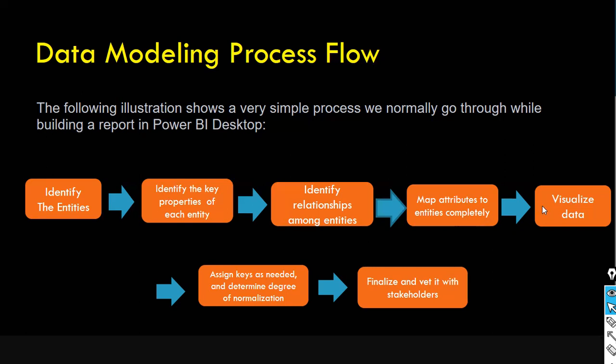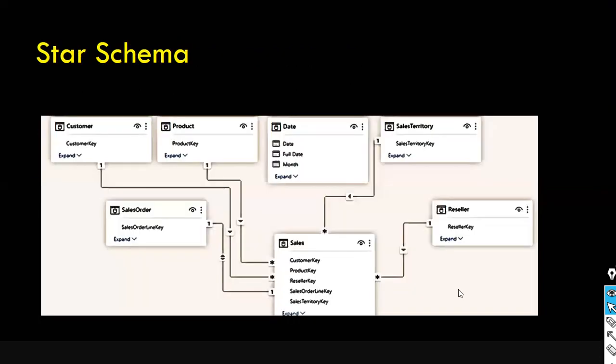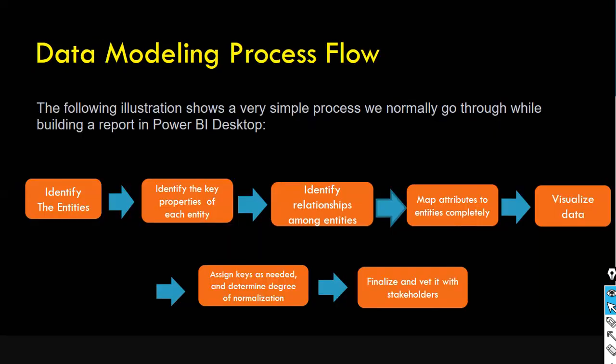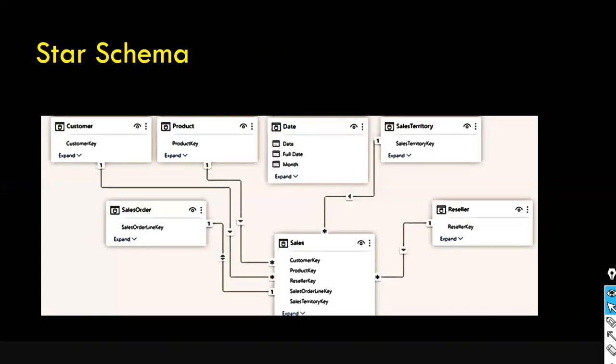If you are able to see the data filtering correctly, then you are good. Then you assign keys as needed, determine the degree of normalization, finalize and validate it with your stakeholders. This is a typical workflow when it comes to data modeling design. Once you are done with the data model design, you are all set.